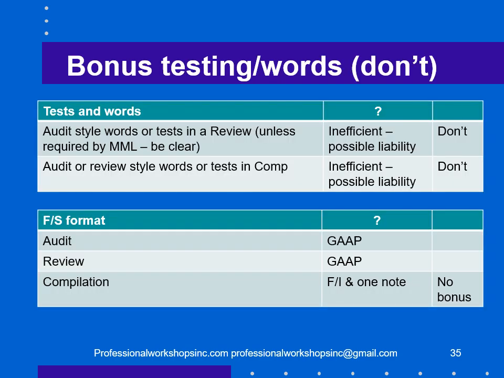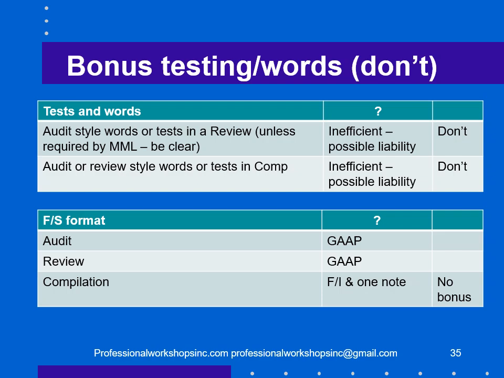And just to conclude on this, both reviews and compilations, we do not want bonus testing or bonus words. Don't do it. So we do not want audit style words or tests in a review unless we've got material misstatement being likely and we're doing more because of that. Be very clear about that. It's inefficient and it will create possible liability, so don't do it. Audit or review style words or tests in a compilation? Again, inefficient, possible liability. Don't do it.